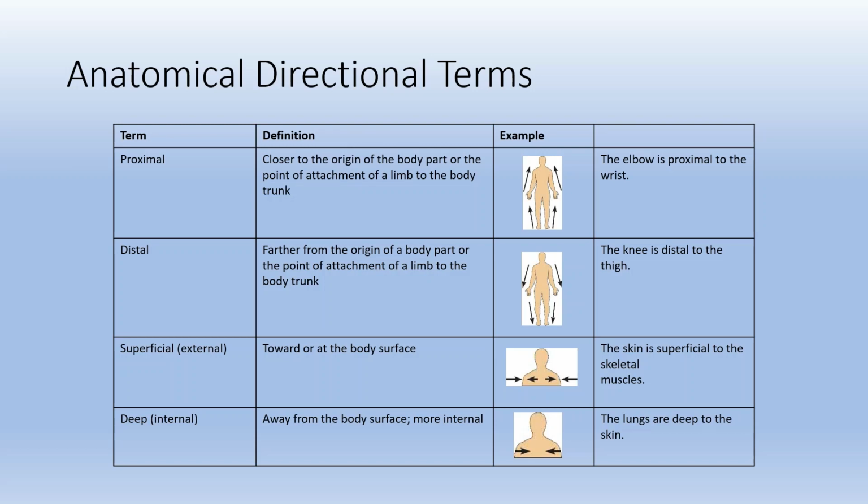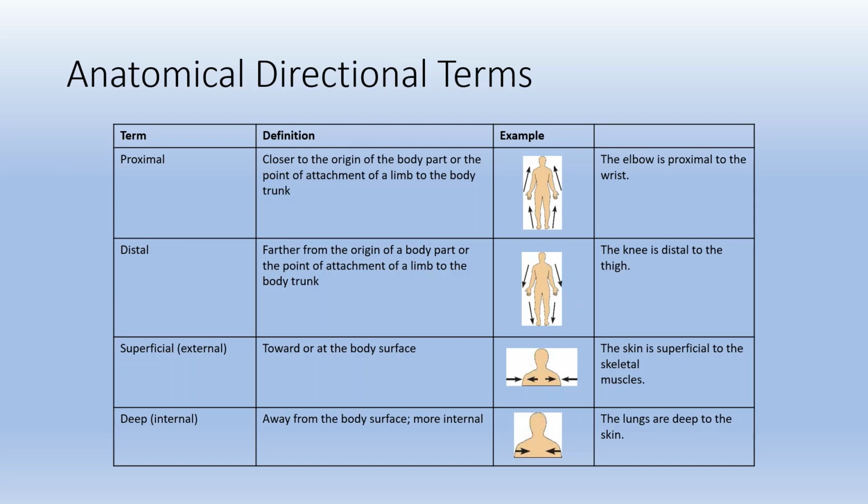The example that we have provided, the elbow is proximal to the wrist. That is similar to saying the elbow is closer to the shoulder than the wrist is. You could also say that the knee is proximal to the ankle. Distal is the opposite. Distal means that a structure is farther from the point of origin. For example, the knee is distal to the thigh. You can also say that the fingers are distal to the wrist.